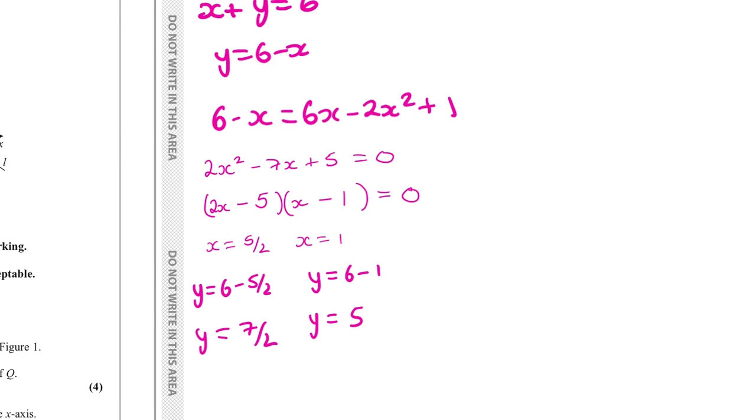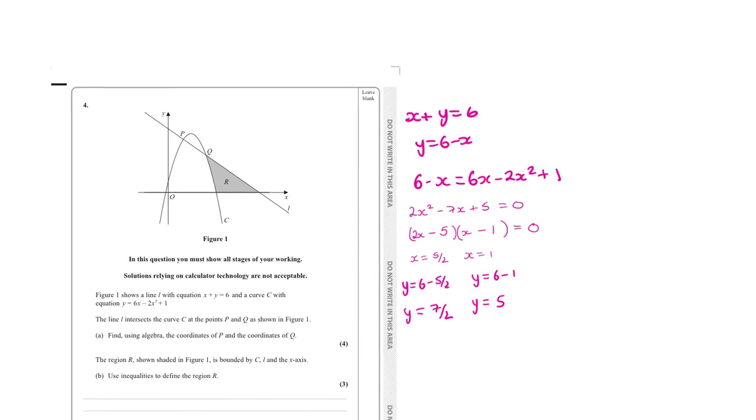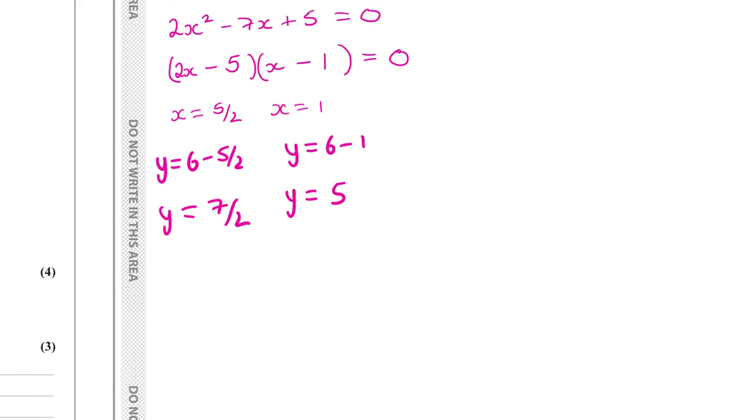Now, the most important thing about this question, guys, it asks for coordinates. These are coordinates, guys. 5 over 2, 7 over 2, 1, 5. If you do not have them written like this, you've lost a mark. Straight up. Did you not do it? You've lost a mark. No, you didn't lose any.